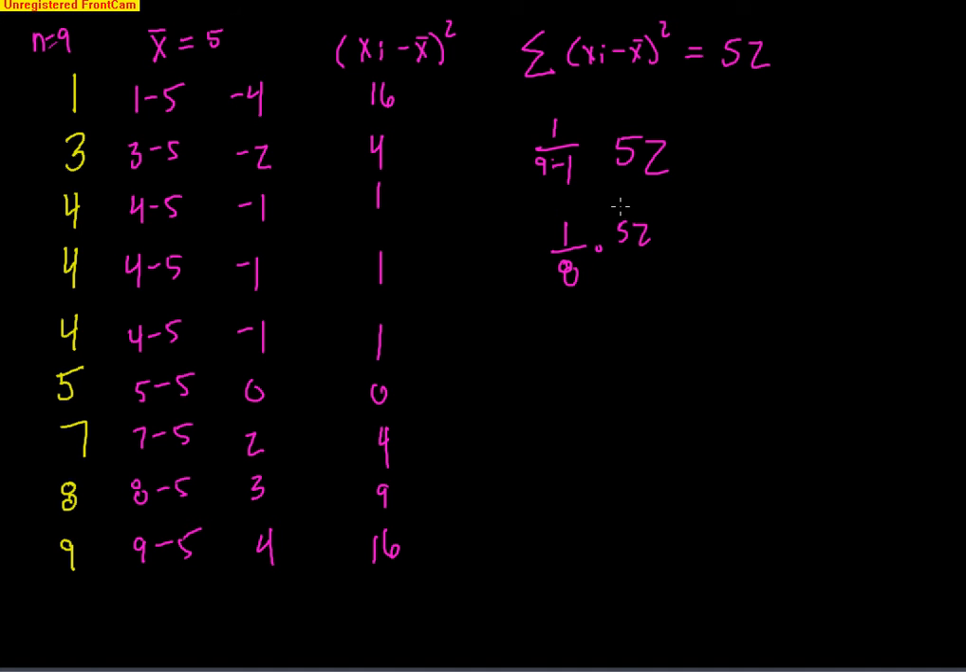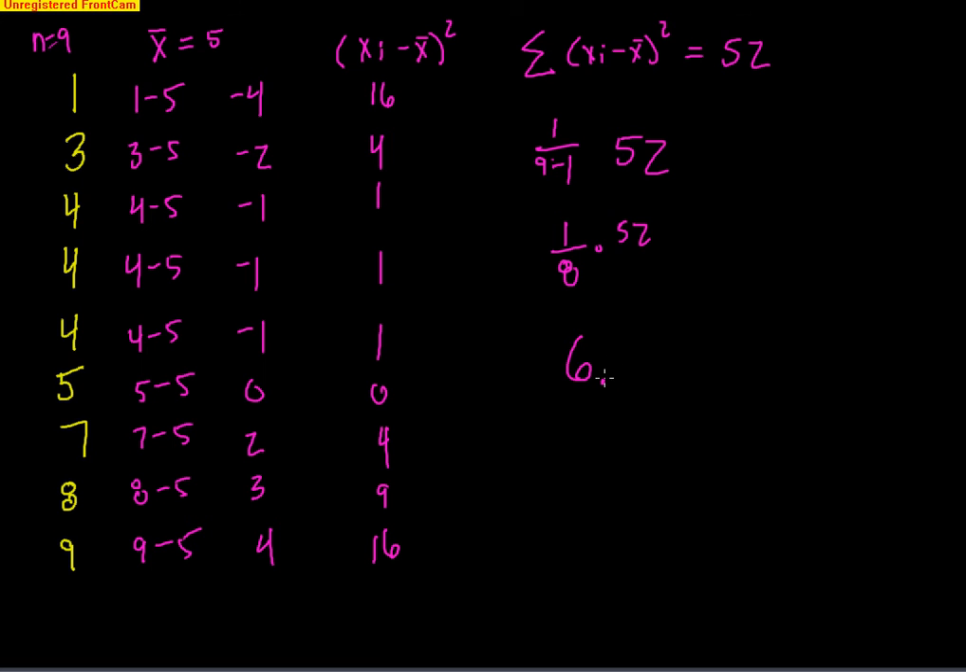I don't want to say 52 divided by 8. I know that's essentially what I'm doing, but I don't want you to think that 8 is my sample size. So it's 1 over n minus 1. So that's my sample size minus 1, and then multiply that. So basically it is 52 divided by 8. 52 divided by 8 is 6.5.